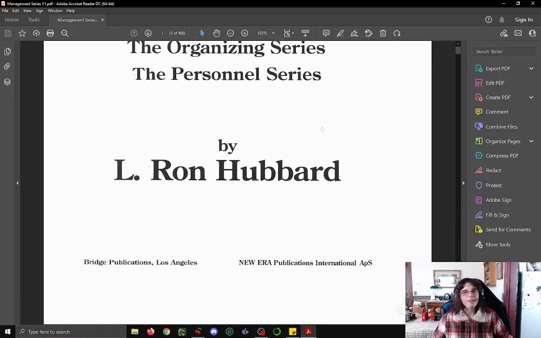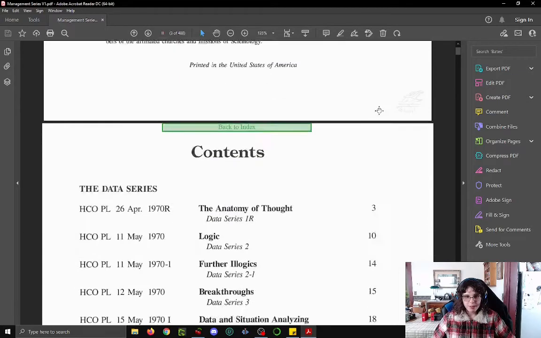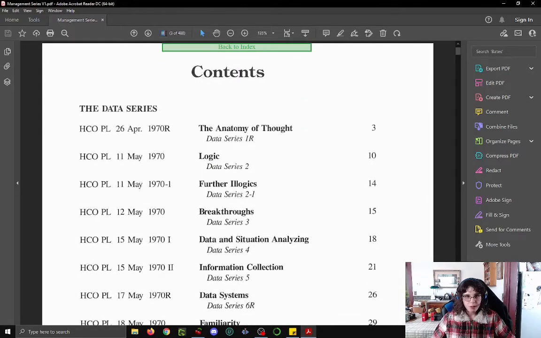Chris did a great video on the Data Series, breaking it all down. But in this one, I plan on actually reading the policy letters, obviously, and just kind of seeing what they say and going along the way. So we're just going to see what happens. So we go to page 3.